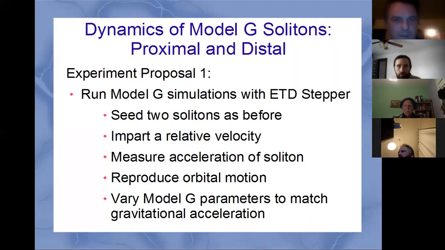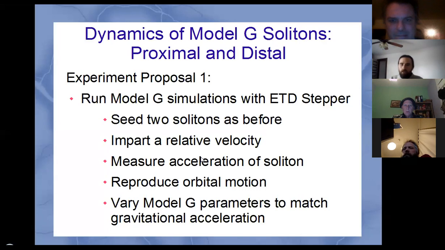So the only other thing I was going to add to the experiment proposal was that if we are able to achieve acceleration or even orbital motion, then that would be conducive to matching to the real world gravitational constant, and that might actually be able to be used to refine the soliton model itself, because that would be information that would be incorporated into the soliton that wasn't there before. And it could make for a better representation of an actual particle.